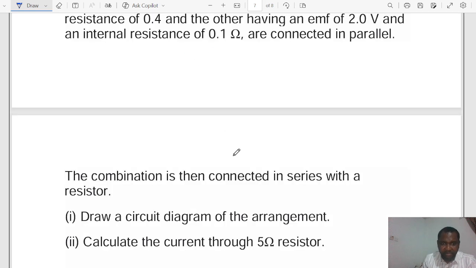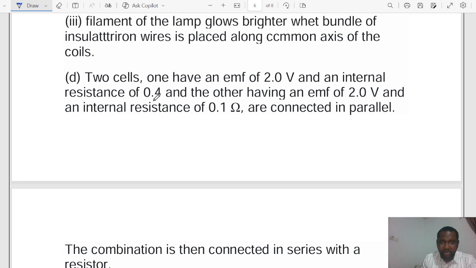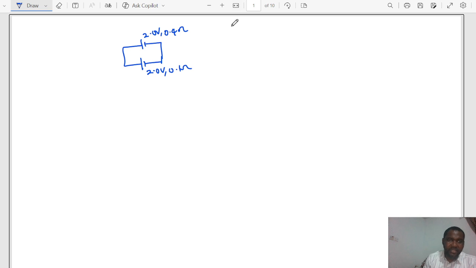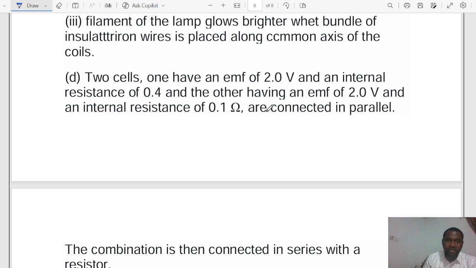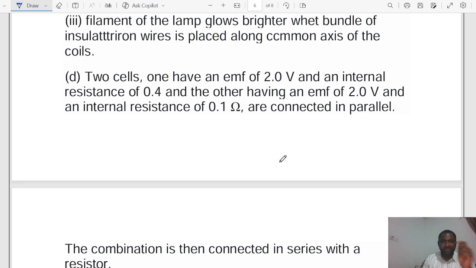I need to confirm that. Yeah, 0.4 and 0.1, correct. And both of them are connected in series with a resistor. So this is the external resistor R. This is exactly what we have here.